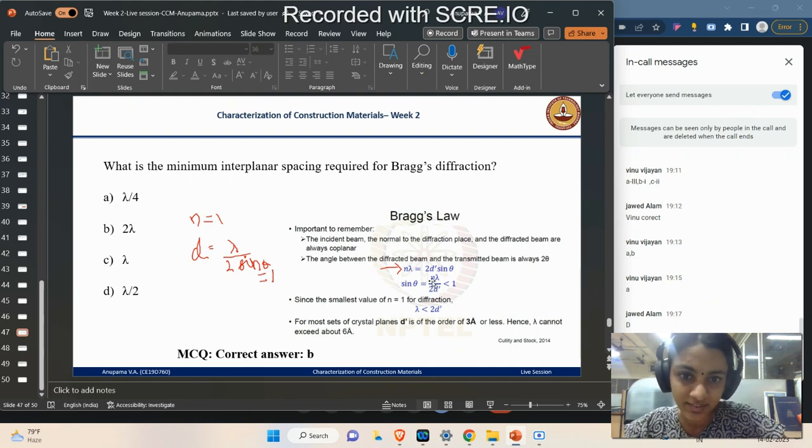Again, let me say this again, n lambda equal to 2d sine theta is the Bragg's equation. From there, we can derive that sine theta is equal to n lambda by 2d.